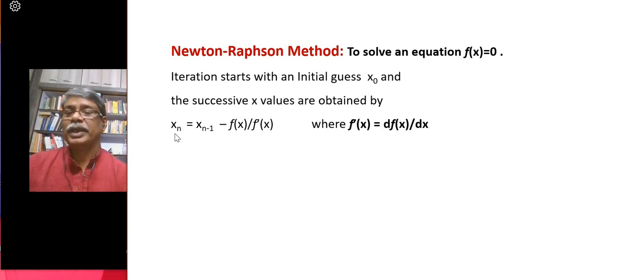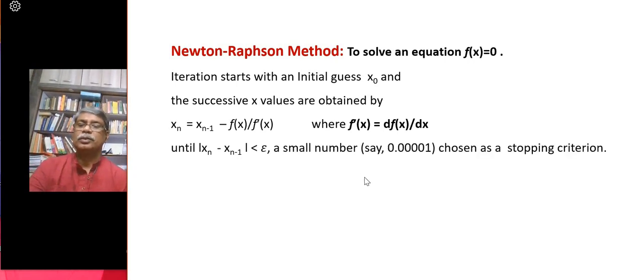If it is the nth step x value, it is obtained from its earlier value x(n-1), using this ratio f(x) by f'(x). However, f'(x) is nothing but the first derivative of the function at that point. So this is as simple as that. You are getting the nth x value from the (n-1)th x value, provided you can calculate the function value at the (n-1)th point and its derivative also at that same point. So that's all about Newton-Raphson.